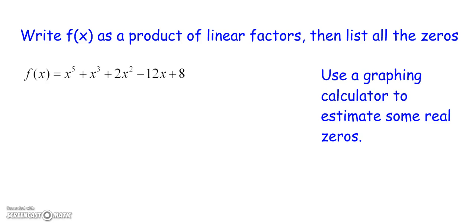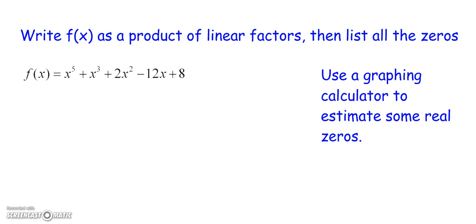Write f of x as a product of linear factors, then list all the zeros. So find all the factors, find all the zeros. When we see something raised to a very large power, it's not going to be easy. We could use the rational root theorem and get some guesses from there. We could try to guess some and use synthetic division, but that's all tough and a little bit of guesswork.